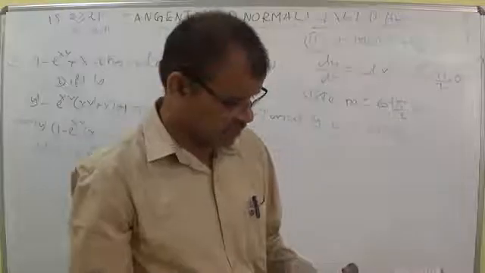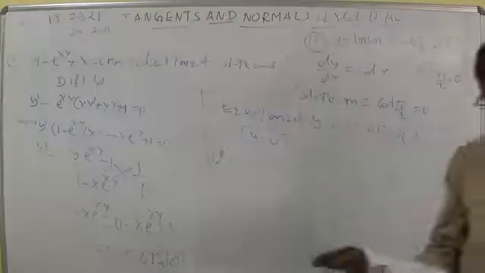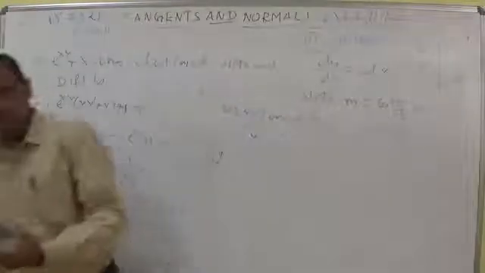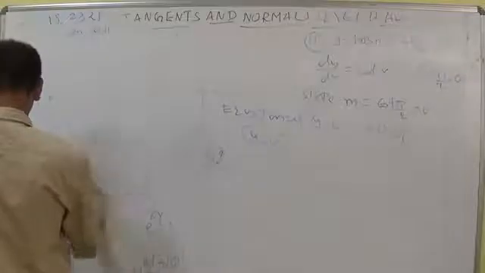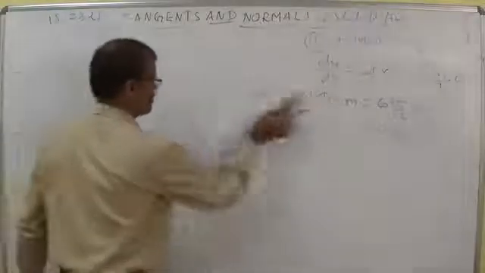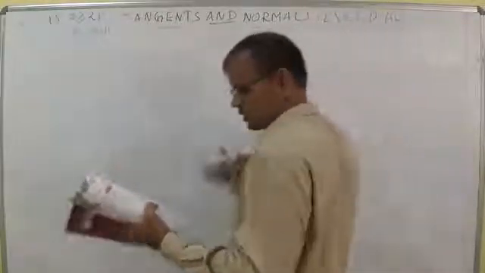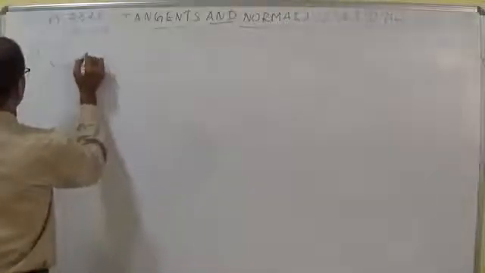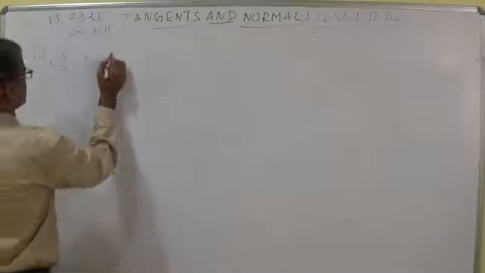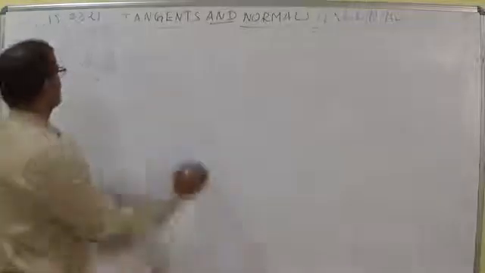18th question is important. The equation of tangent to the curve root x by a plus root y by b is equal to 2 he given, at the point a comma b. So given curve, 18th question, root x by a plus root y by b is equal to 2 at the point a comma b.